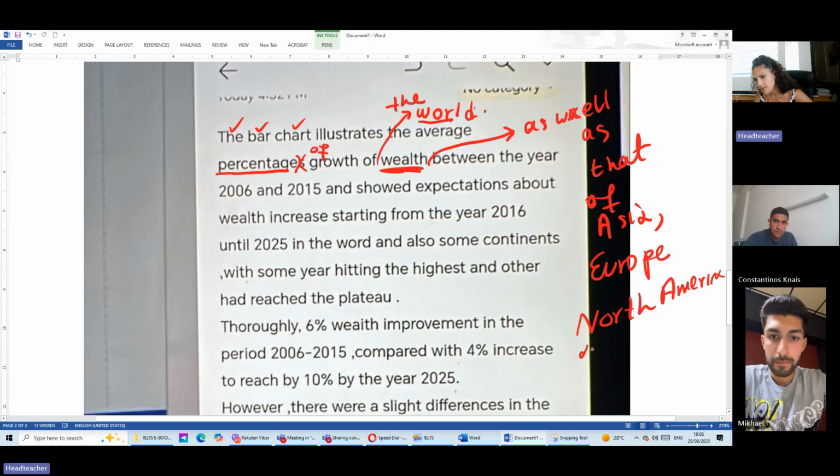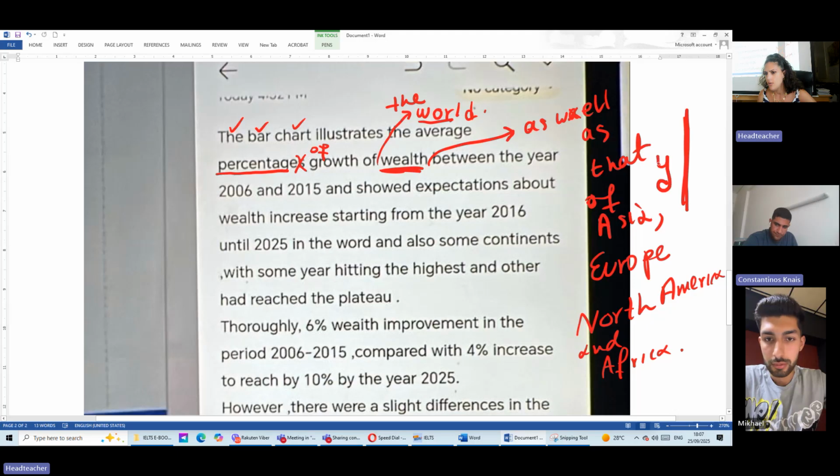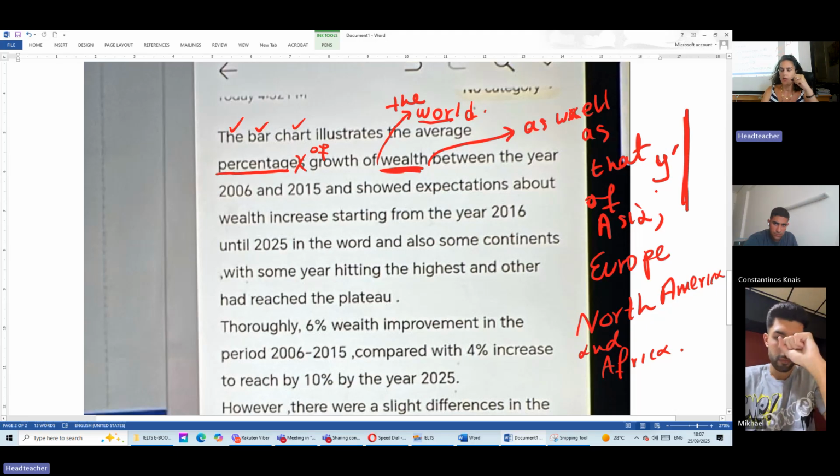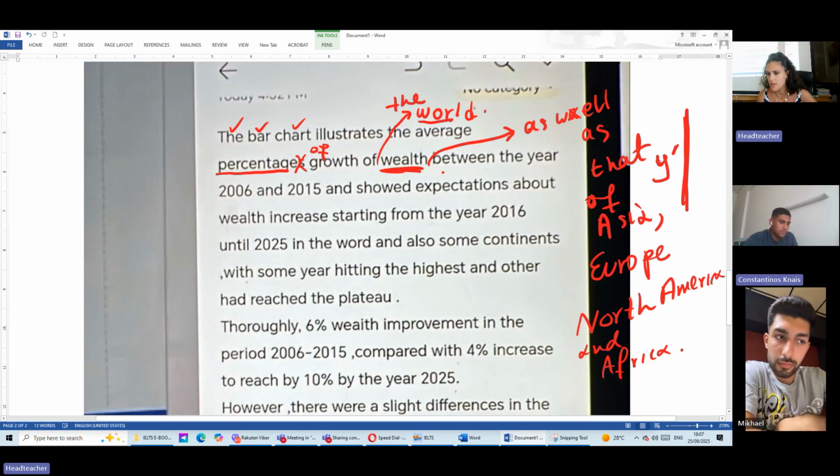Africa. And Africa. So here I'm touching which axis? The y axis. To be complete in what I cover, I have to touch the other axis as well. The other axis speaks about the years. So the years.